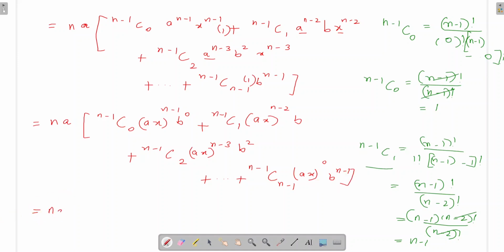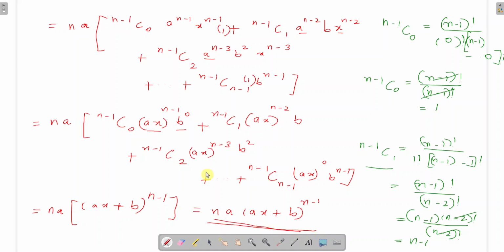so we will get na. Now if you look at the terms inside the square bracket carefully, this is nothing but the binomial theorem. For which expansion? The expansion here is ax plus b, the whole raised to n minus 1. Okay, so this is nothing but na times ax plus b, the whole raised to n minus 1. So this is the answer.